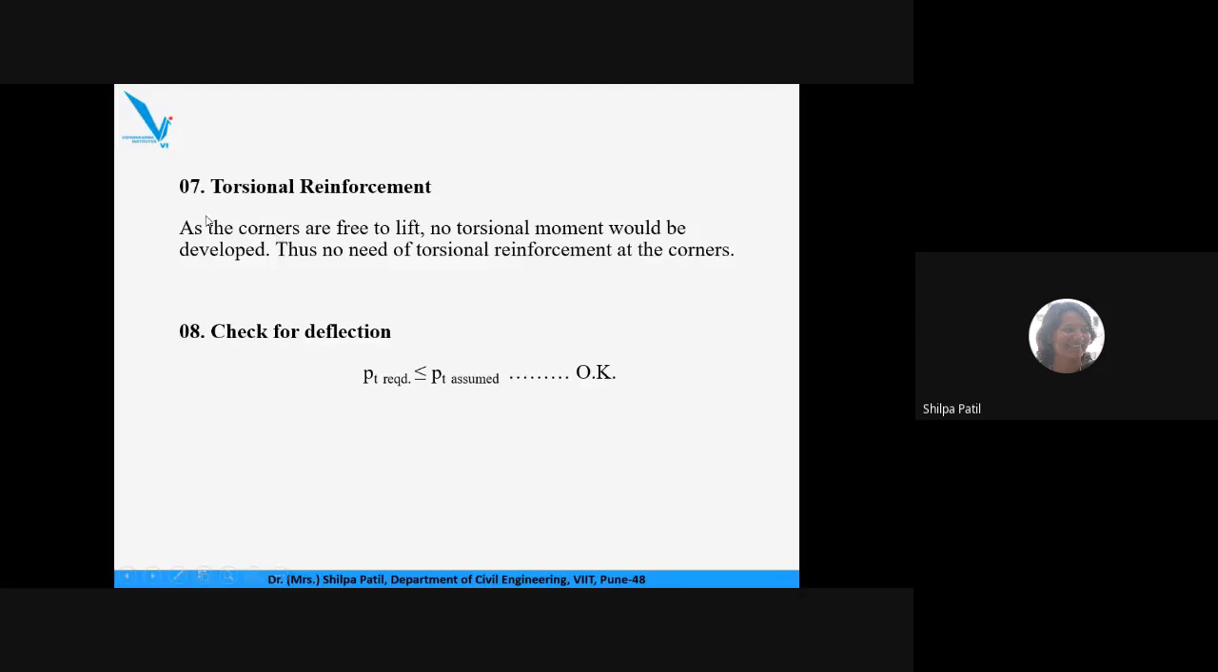Now one more step was there, that is the design of torsion reinforcement, which is not required in this slab because the corners are free to lift. We are not arresting the free lifting of the corner in this problem, so no torsional moment will be developed at the corners. So there is no need to design the torsional reinforcement at the corners. When the corners of the two-way slabs are free to lift, no need to design torsion reinforcement.